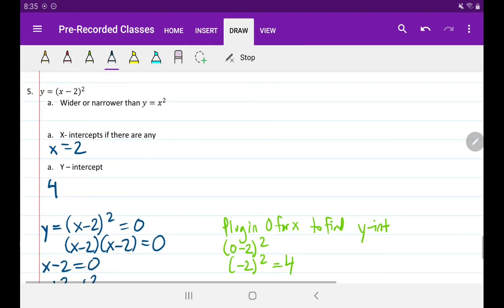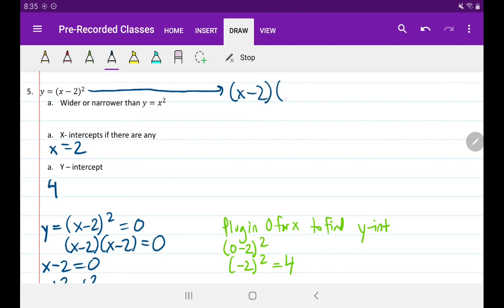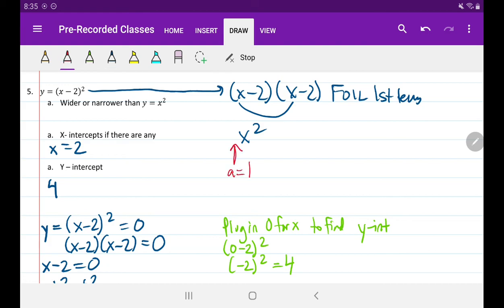Okay, and then the last thing, is this wider or narrower than y equals x squared? So we'll have to do a little foiling. So remember, we said that this is the same thing as x minus 2 times x minus 2. And so we'll have to FOIL our first terms, okay, to get our a term. So if we do x times x, that gives us x squared. And so with that, we can see our a term is hiding, but it's 1. So then it's going to be the same as y equals x squared.